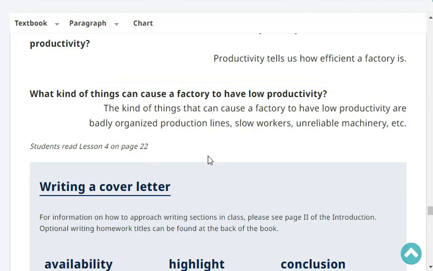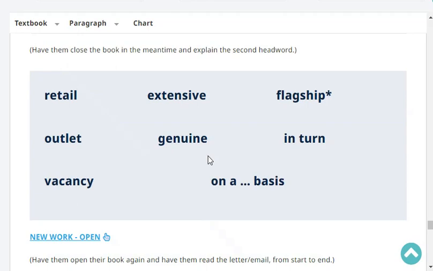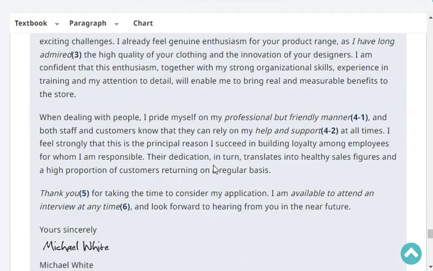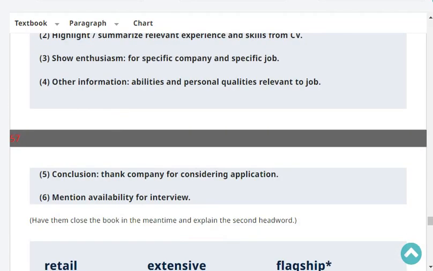What kind of things can cause a factory to have a low productivity? The kind of things that can cause a factory to have low productivity are badly organized production, slow workers, unreliable machinery, etc. Very good.